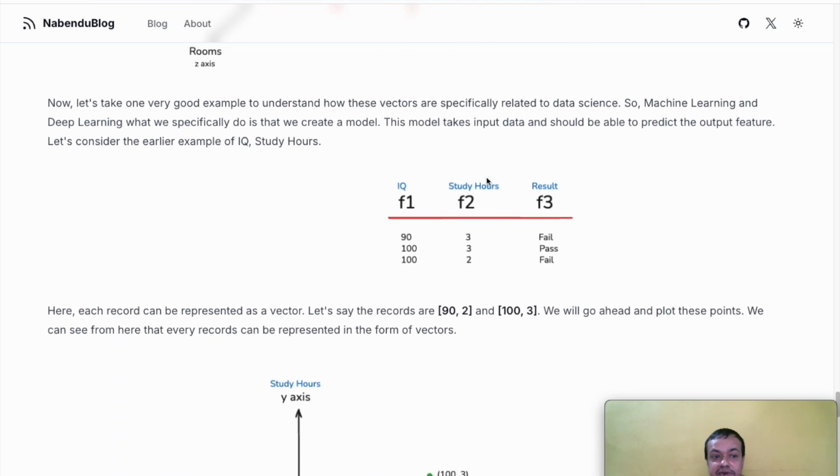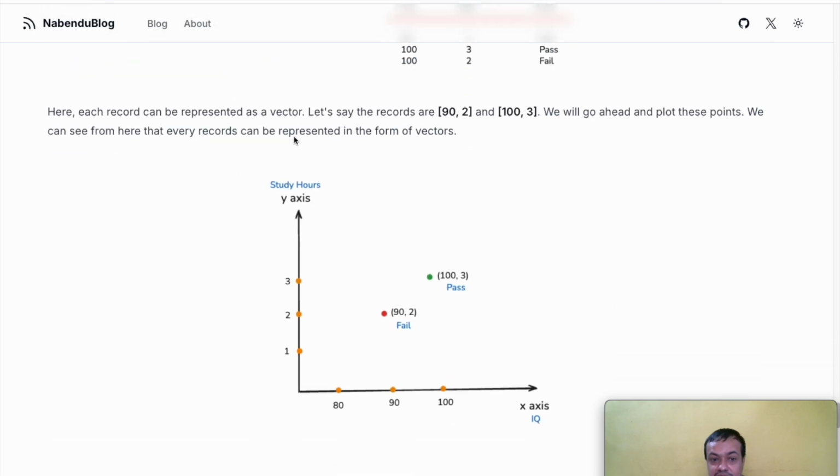Now let's take one very good example to understand how these vectors are specifically related to data science. In machine learning and deep learning, what we specifically do is create a model. The model takes input data and should be able to predict the output features. Let's consider the earlier example of IQ and study hours. Here, each record can represent a vector.